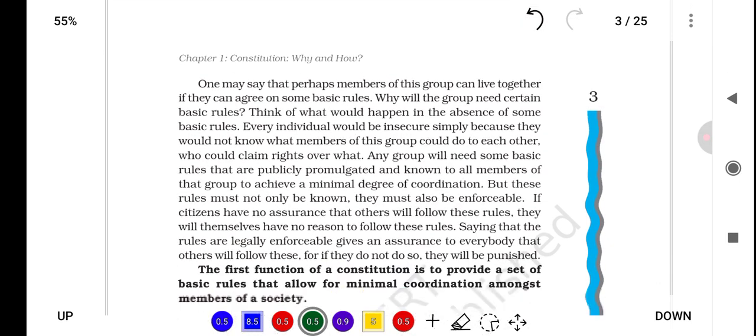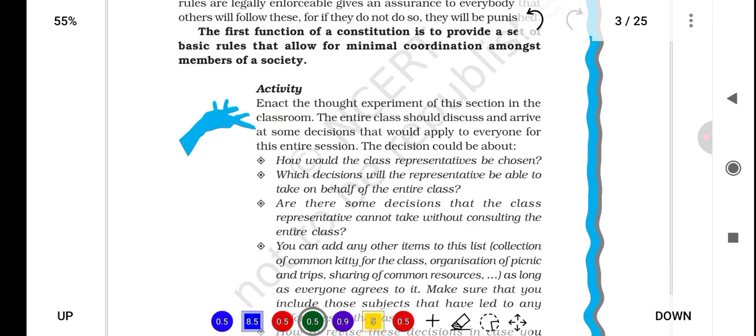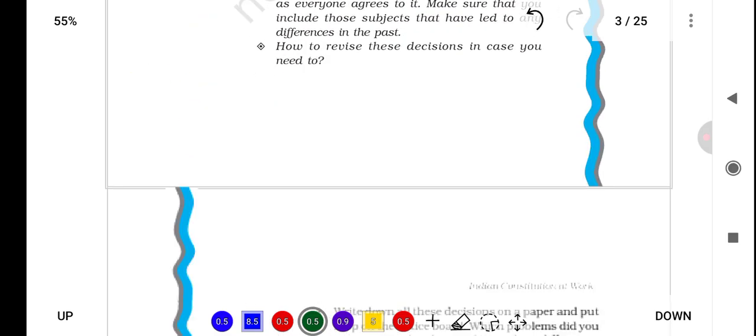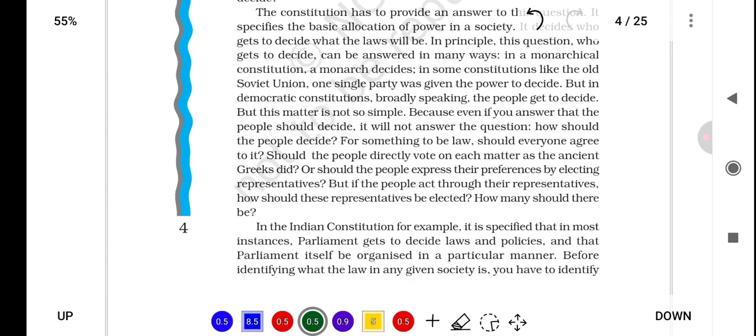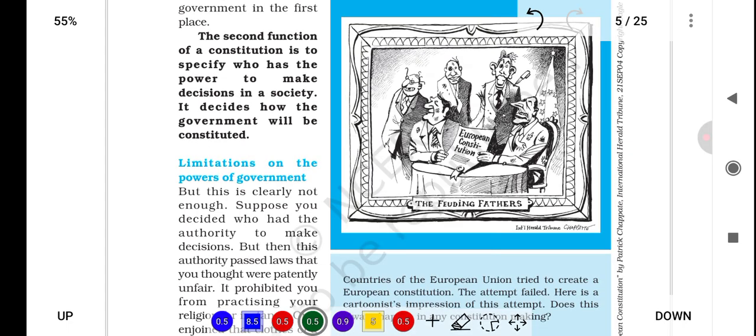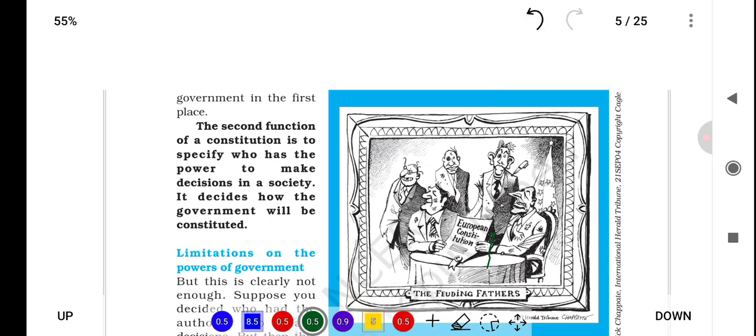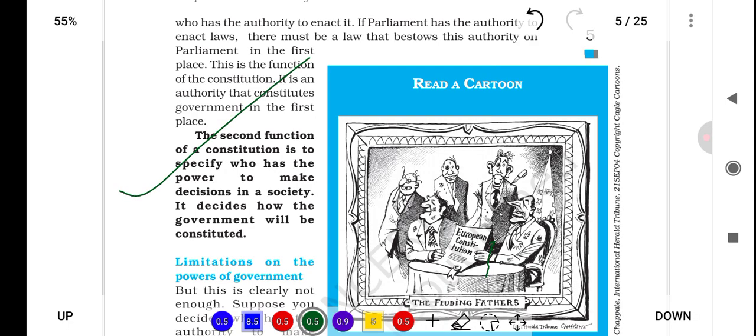Okay, so next one is definition. The first function of a constitution is to provide a set of basic rules that allow for minimal coordination amongst members of a society. Then next, specification of decision making powers. The second function of a constitution is to specify who has the power to make decisions in a society. It decides how the government will be constituted.